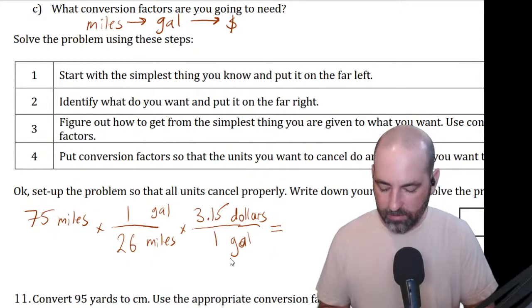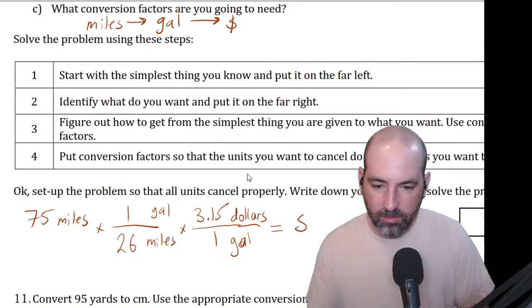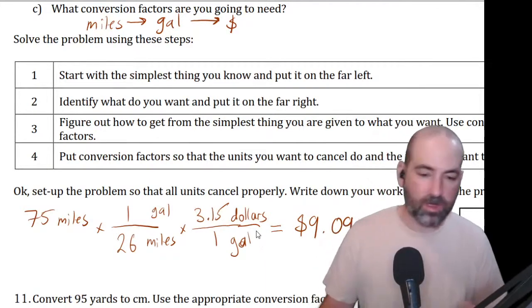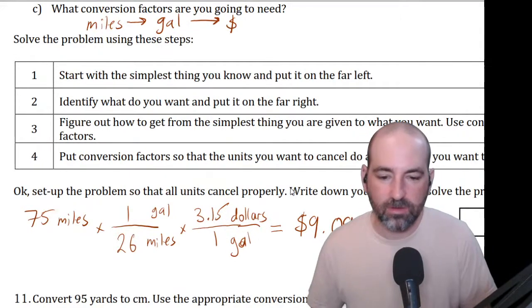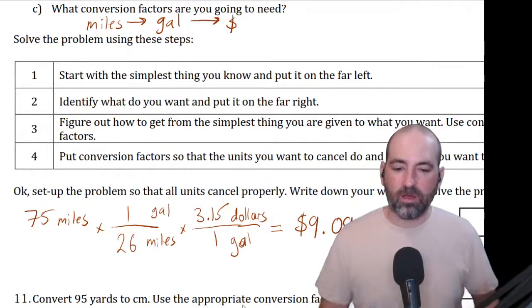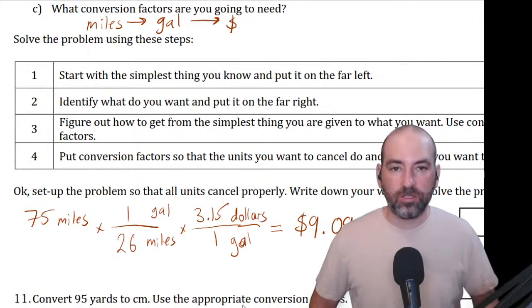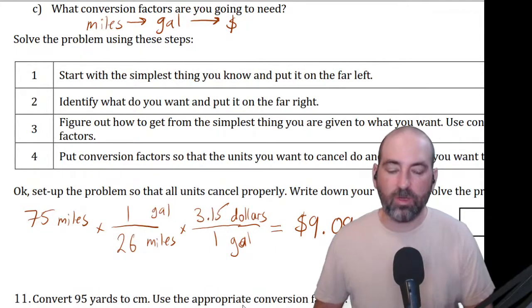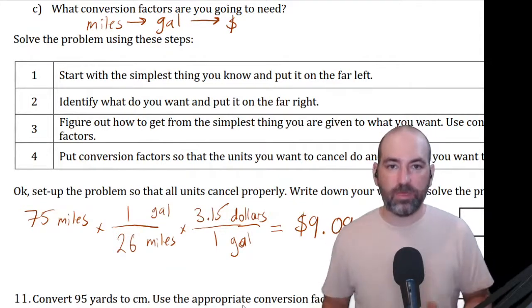So 75 divided by 26 times 3.15 is $9.09. And I'm going to round, because that's usually what we do with dollars and cents, we don't go to a thousandths place there. All right, so that's how you do a multi-step conversion, where we have to convert one unit to another unit via some sort of intermediate step.